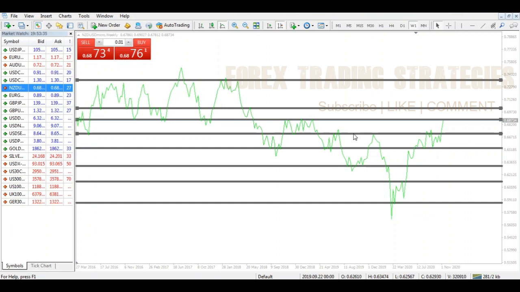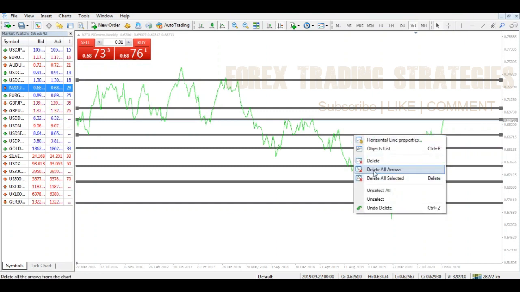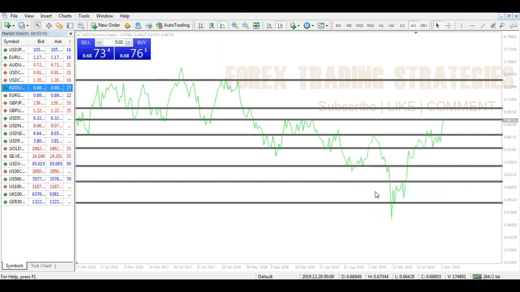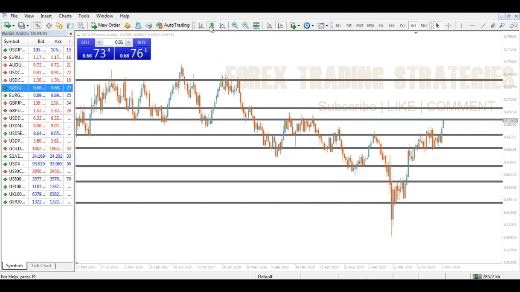But again, remember that these levels are not going to be precise, because we are dealing with zones. So it's just levels, but they are giving you an idea of where the zone is. Then we switch back to our candlesticks.